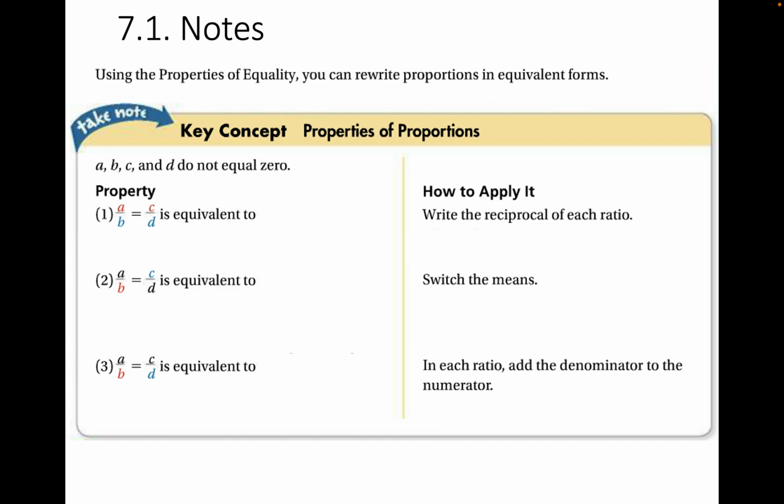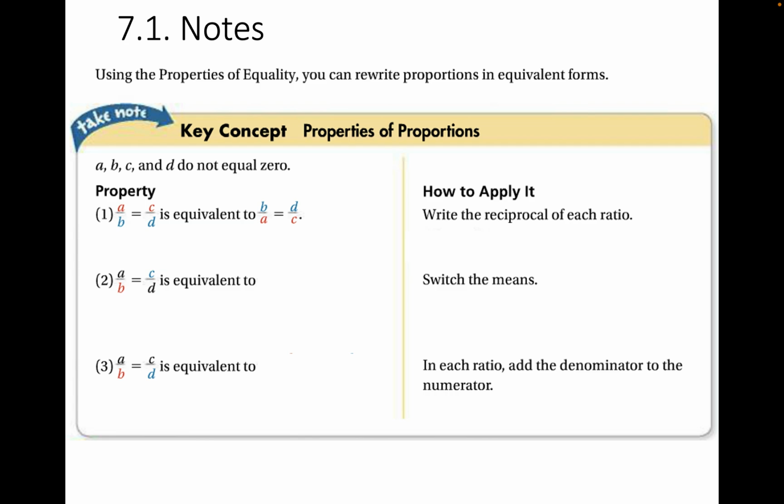The first is that you can write the reciprocal of each ratio. A reciprocal, remember, is just to flip a fraction over. So A over B becomes B over A. So if I have A over B equals C over D, and again, all of these are not 0 for this purpose, I can say that's equivalent to the reciprocal of A over B, which is B over A, and the reciprocal of C over D, which is D over C.